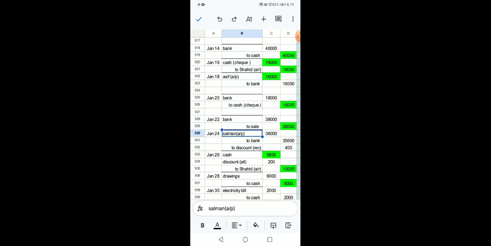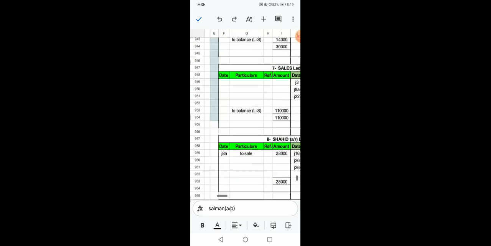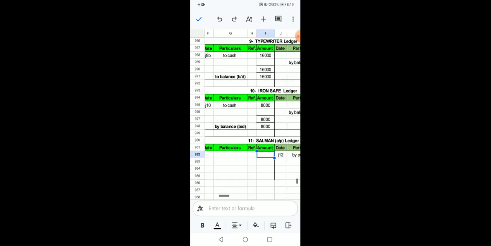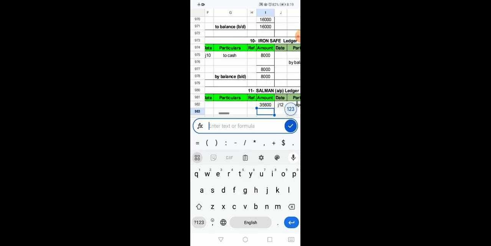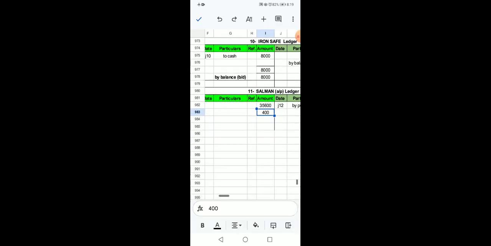Salman is debited 36,000, but there are two references used over here. So we will divide 36,000 into two parts, 35,600 and 400 on the debit side. But actually we are posting 36,000. So we will go to the debit side of Salman and write two amounts, 35,600 and 400. Since there were two references, we have divided 36,000 into two parts, 35,600 and 400.